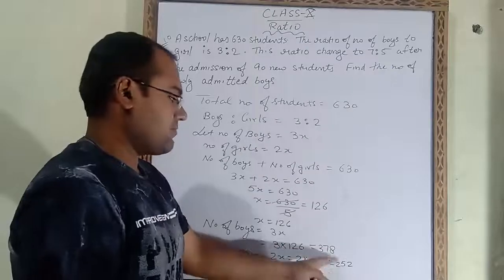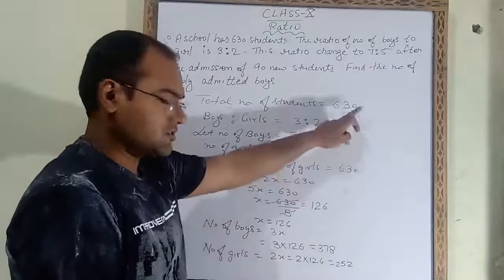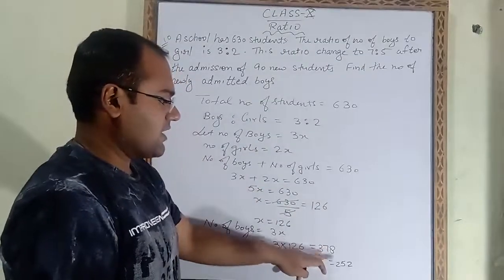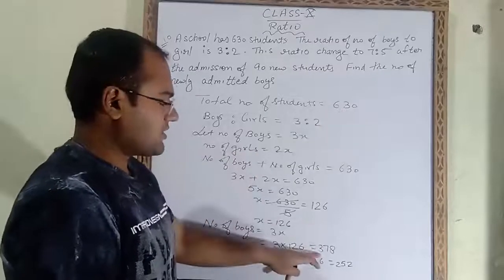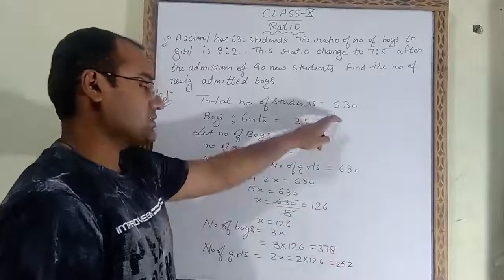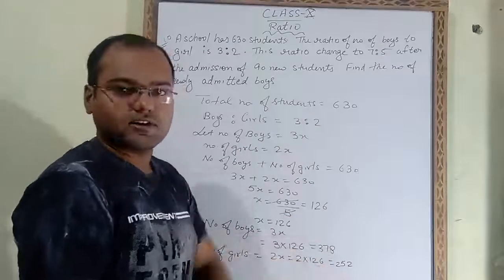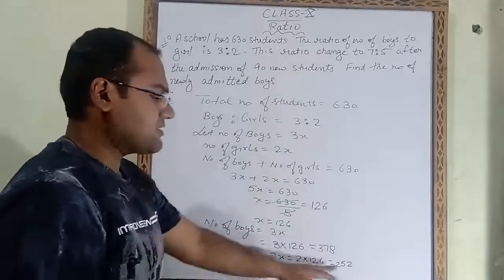You can check it. 8 plus 2 is 10, that means 0 and carry 1. 1 plus 7 is 8. 8 plus 5 is 13, 3 here. 1 plus 3 is 4, plus 2 is 6. So we get 630 on adding these two. So these are the number of boys and girls.